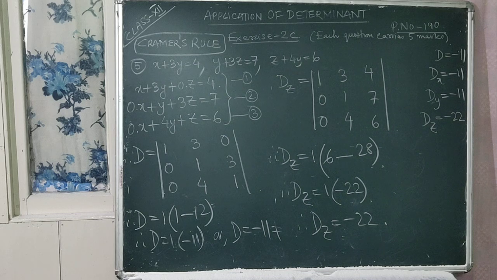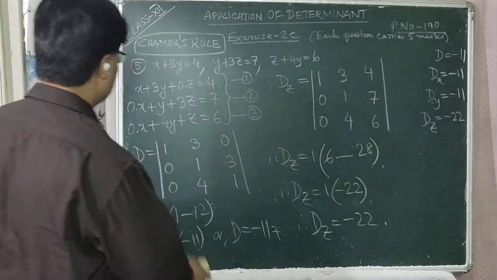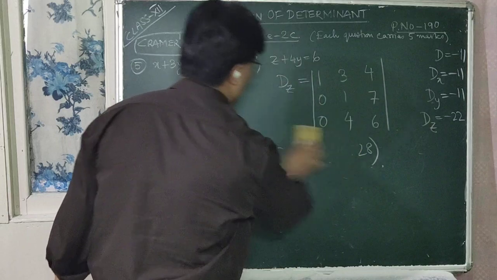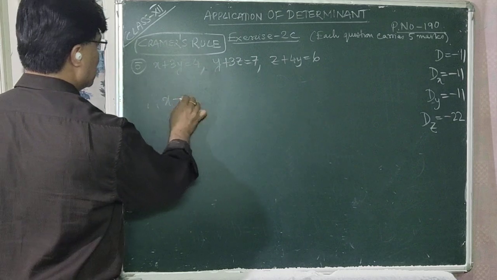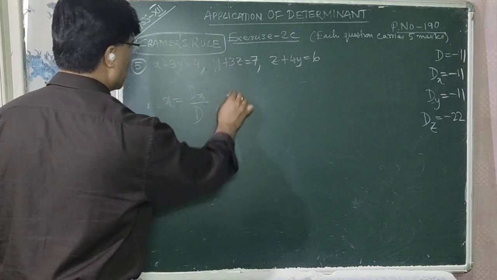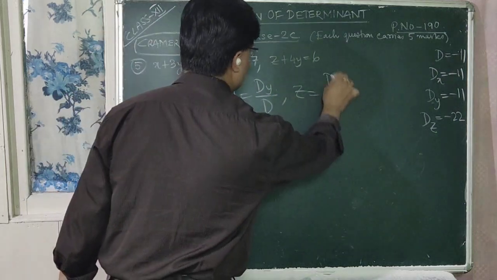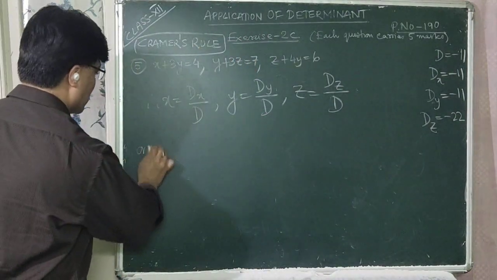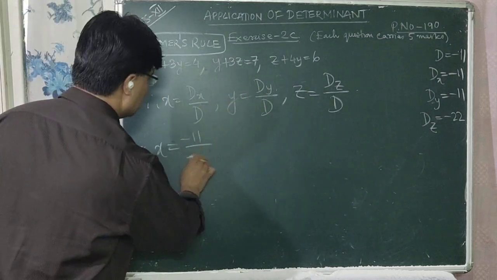Now according to Cramer's rule, you know the formula, that is x is equal to dx by d, y is equal to dy by d, and z is equal to dz by d, right? So let us find out the values of x, y and z, okay? So now let us write down x is equal to dx by d, y is equal to dy by d, and z is equal to dz by d, right? Or x is equal to, what is dx? Minus 11. Divided by what is d? This is also minus 11.